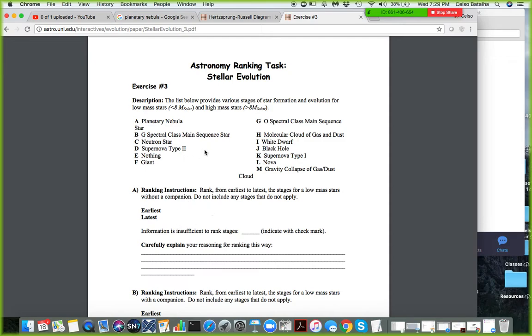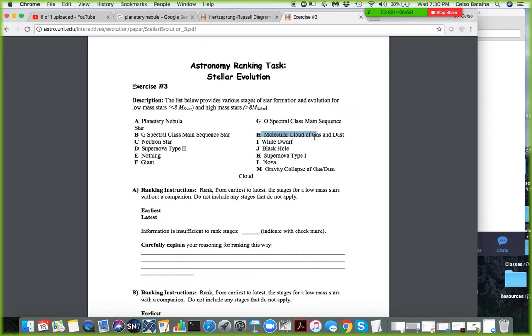Okay, so let's see what is being asked. Rank from the earliest to the latest the stages for a low mass star without a companion. So what we have here, planetary, no, nothing. Oh, you could start with nothing. Oh God, no, you have to start with something. So let's start with this.